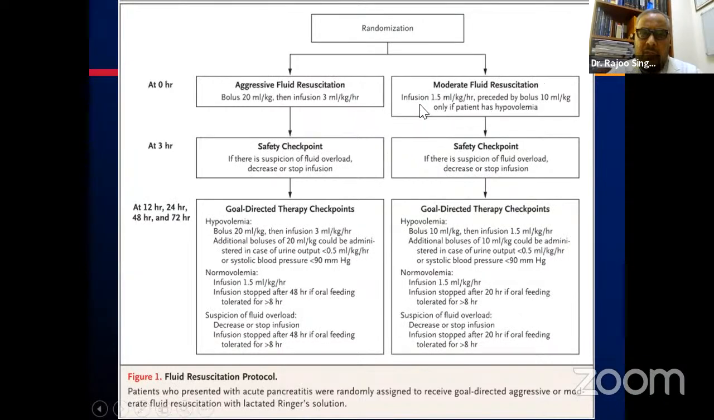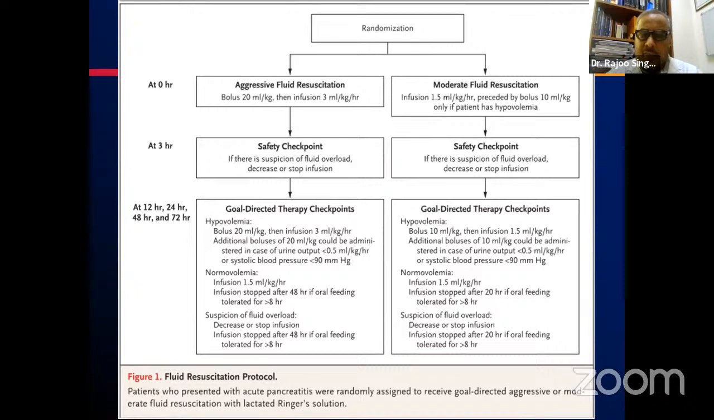Moderate fluid resuscitation means infusion of 1.5 ml per kg per hour, preceded by a bolus of 10 ml per kg if the patient has hypovolemia. So earlier, we used to give very aggressive fluid resuscitation, but nowadays, this is what should be followed. This says infusion of 1.5 ml per kg per hour, preceded by a bolus of 10 ml per kg. And the fluid which should be given is Ringer's lactate. Ringer's lactate is generally the fluid which is helpful, much better than 5% dextrose or normal saline.